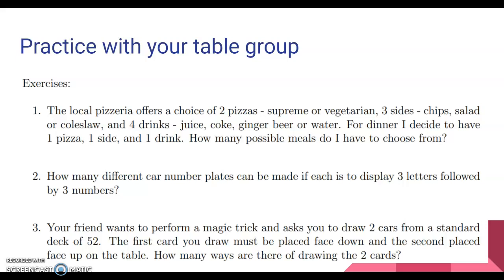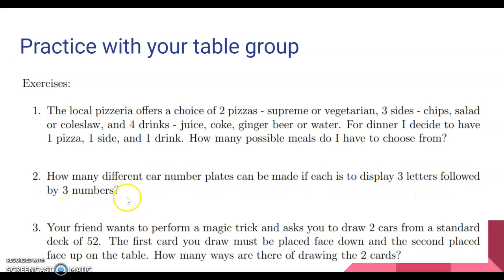We can see that this is the multiplication property because we are pulling 1 thing from each of the different groups. So we have 2 pizzas to choose from, we have 3 sides to choose from, and we have 4 drinks to choose from. So that would be 2 times 3 times 4, which is 6 times 4, which is 24 different meals.